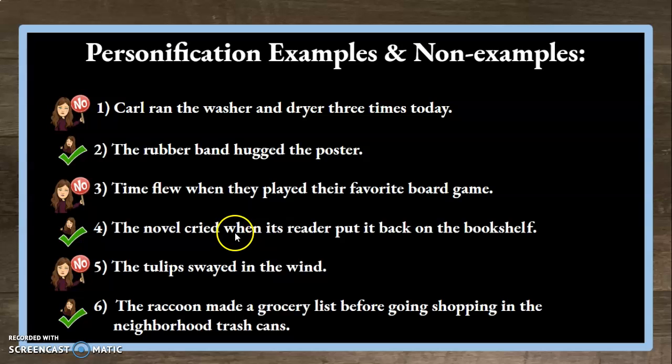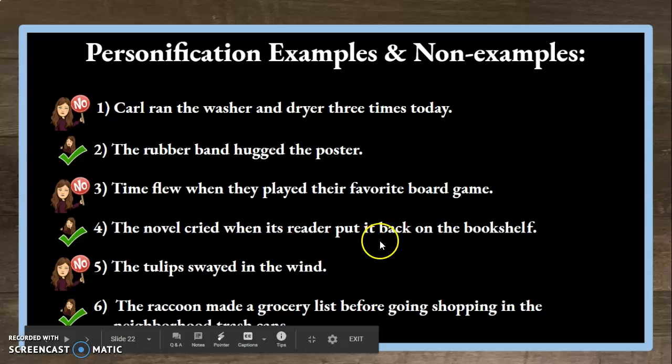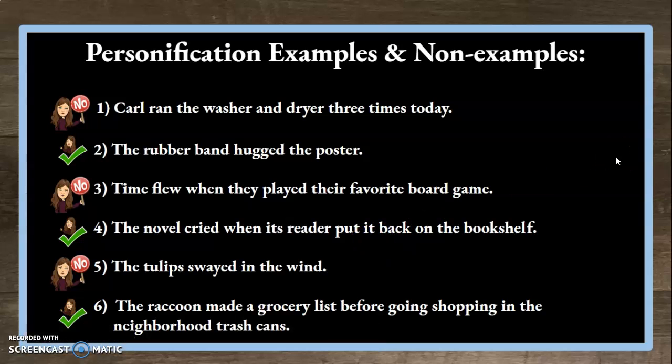4, the novel cried when its reader put it back on the bookshelf. Crying is a human action, so the novel being given that ability is personification. 5, the tulips swayed in the wind. They actually do have the capability to sway in the wind. So in this scenario, this is just a normal sentence, is not personification. And 6, the raccoon made a grocery list before going shopping in the neighborhood trash cans. So making a grocery list, which would require some writing, thinking, paper, that sort of thing, and shopping is something that humans do, not something that we would attribute to raccoons. So that's personification as well.